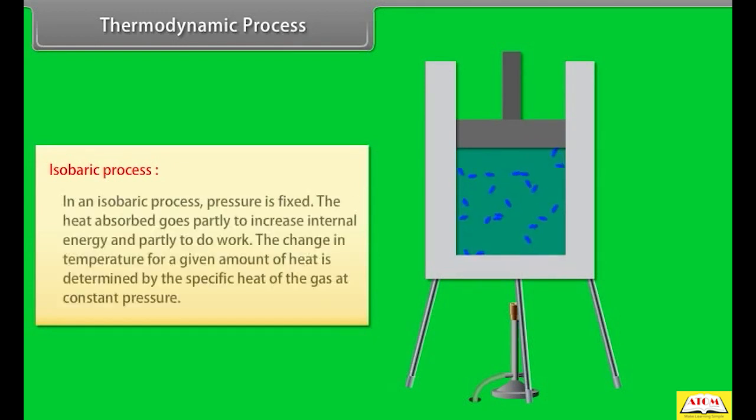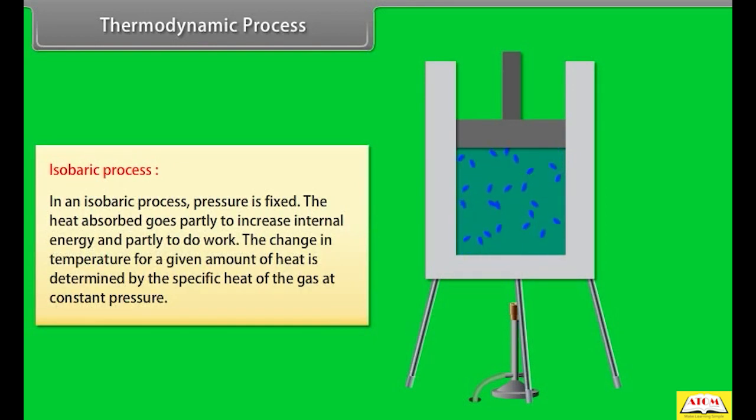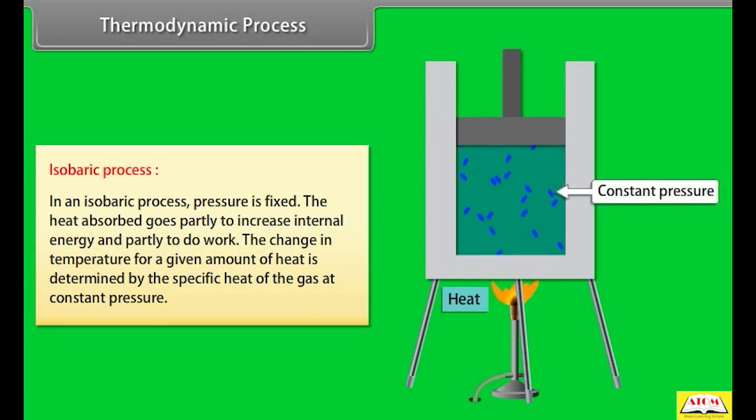Isobaric process. In an isobaric process, pressure is fixed. The heat absorbed goes partly to increase internal energy and partly to do work. The change in temperature for a given amount of heat is determined by the specific heat of the gas at constant pressure.